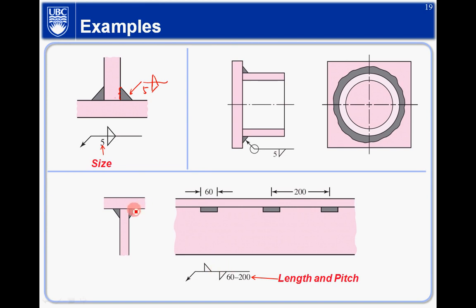And for this one here, what that means is you have both sides. You're welding both sides here, right? And the weld's length is 60 with a distance, or an interval, of 200 between the two welds here. So that's the length and the pitch.